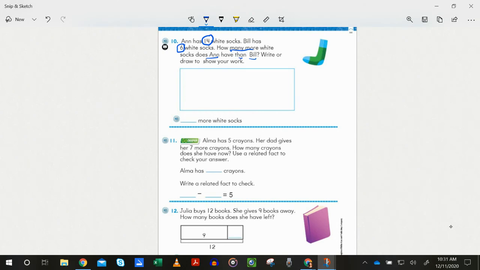Many more than. We don't know how many more than. That's what we're finding. So keep that in mind when you're writing or drawing to show your work. Okay. I'll read that one more time. Anne has 14 white socks. Bill has 6 white socks. How many more white socks does Anne have than Bill?